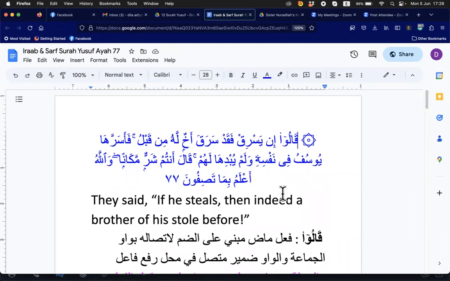وأسرها يوسف في نفسه, and then ولم يبدها لهم. Can this be a bayan or explanation for فأسرها يوسف في نفسه? Okay. Let's translate that first. Sister Zarina, why don't you do the translation?